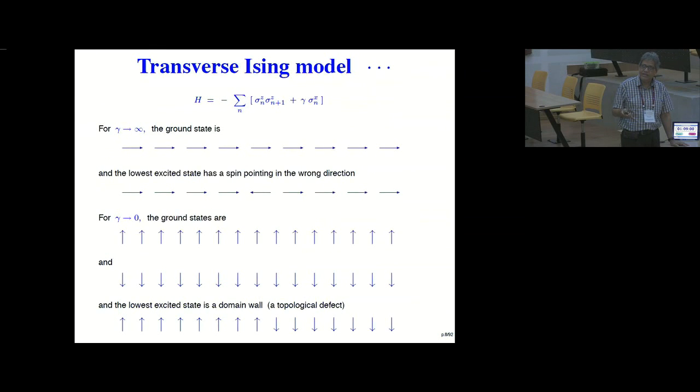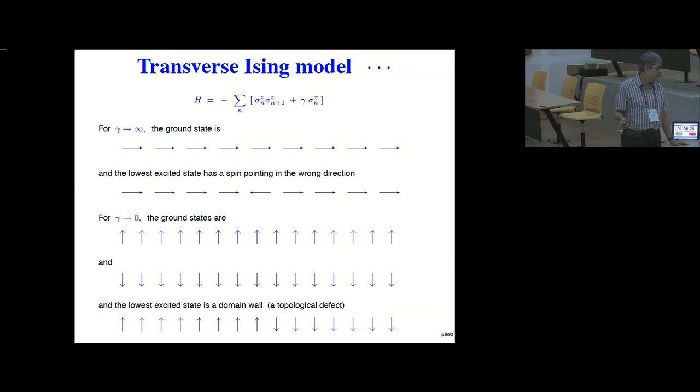So this is again a picture of what I said earlier. For gamma going to infinity, the ground state has all the spins lined up in this direction. And the lowest excited state has a spin pointing in the wrong direction. For gamma going to 0, the ground states are these two ferromagnetic states. And the lowest excited state here is not actually a state where one of the spins is pointing the wrong way, but a domain wall, where you have one ground state on the left, all up, and a different ground state on the right, all down. This actually has half the energy of flipping just one spin.